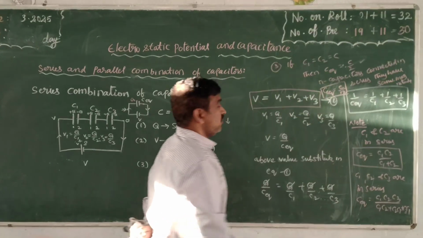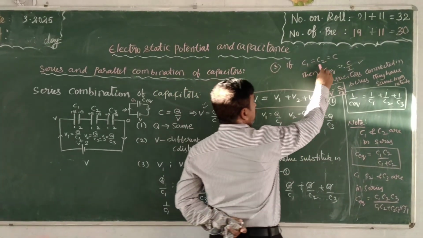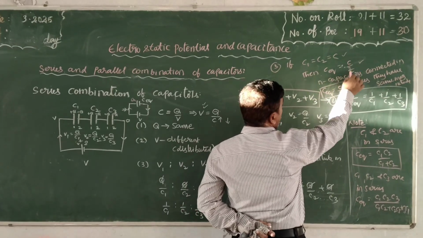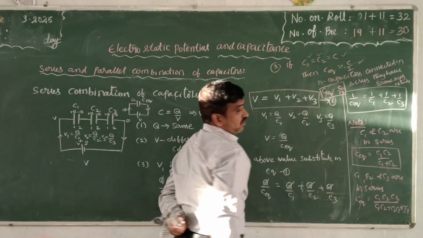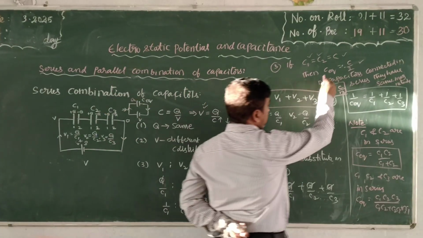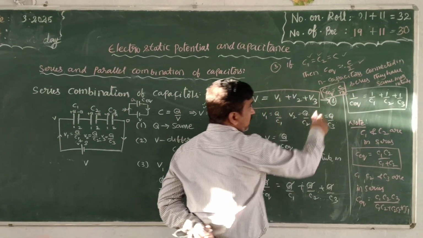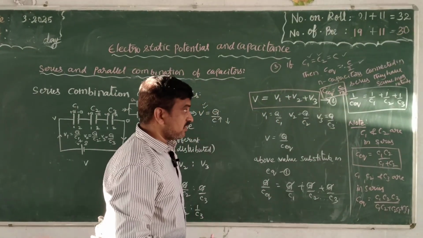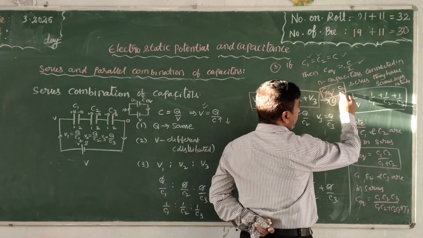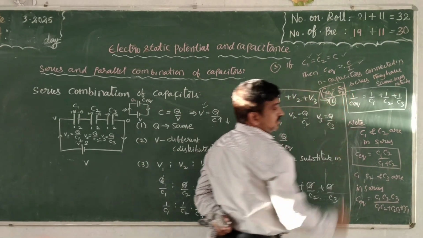Yes? See, if C1 equal to C2 equal to C, in that case what is the equivalent capacitance now? C by 2. Why? Because two capacitors are connected in series, they have the same magnitude. If n capacitors are connected in series, they have the same magnitude. Now we can write C equivalent equal to C by n.